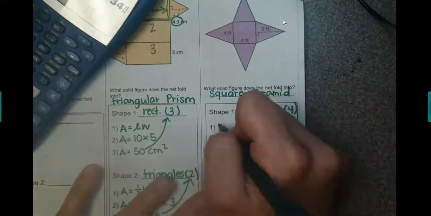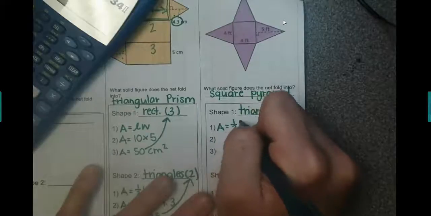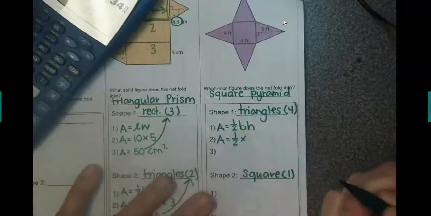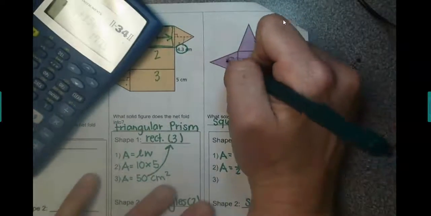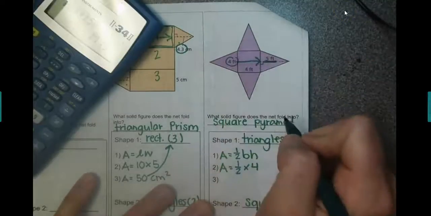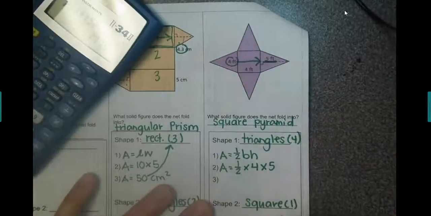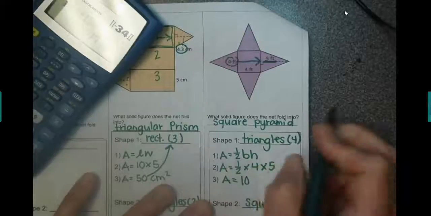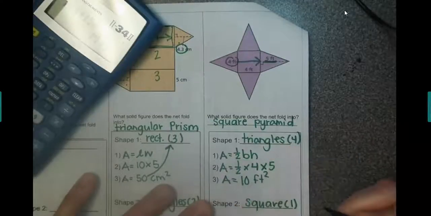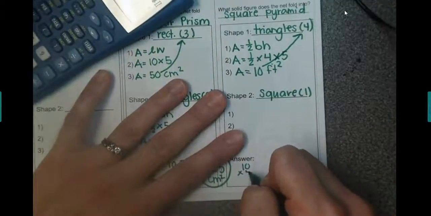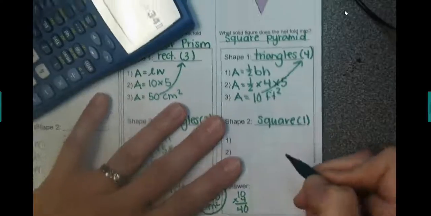To find a triangle, the area equals 1/2 base times height. A equals 1/2 times, now let's see what our base is. If it's 4 right here, we're just going to say it's 4 there. So times 4, and then our height is 5. So when you type this into your calculator, or you can do this one in your head, we get 10 feet squared. And there are 4 of them. So I'm going to come down here and do 10 times 4 right off the bat. And I got 40.